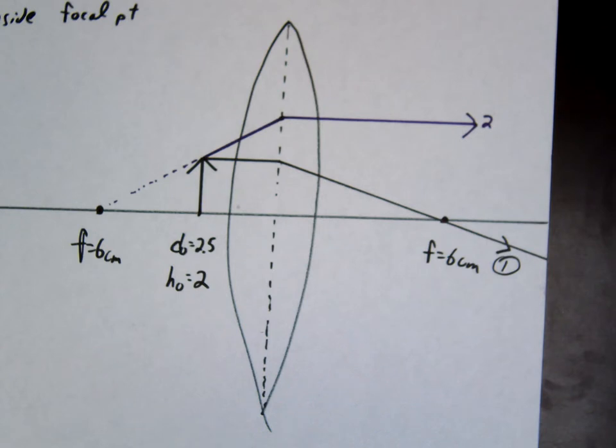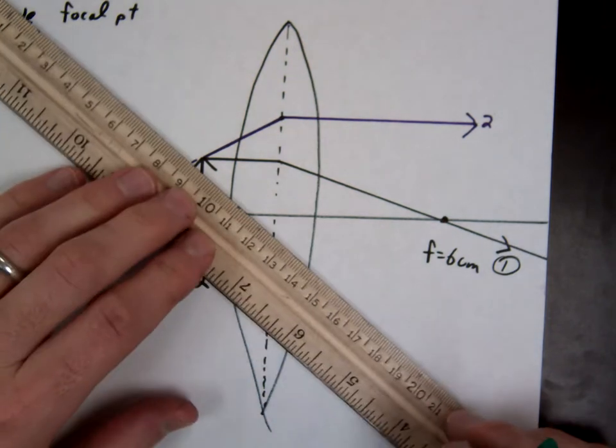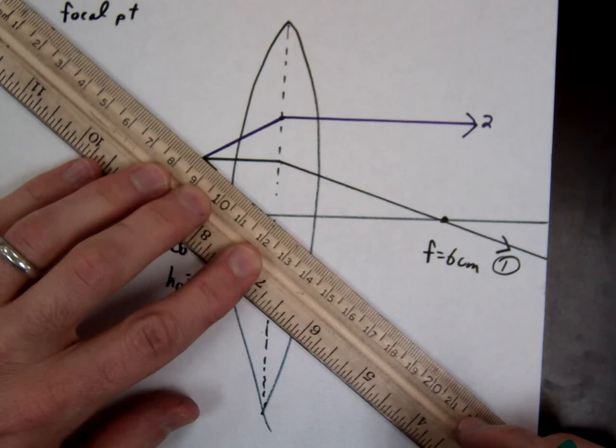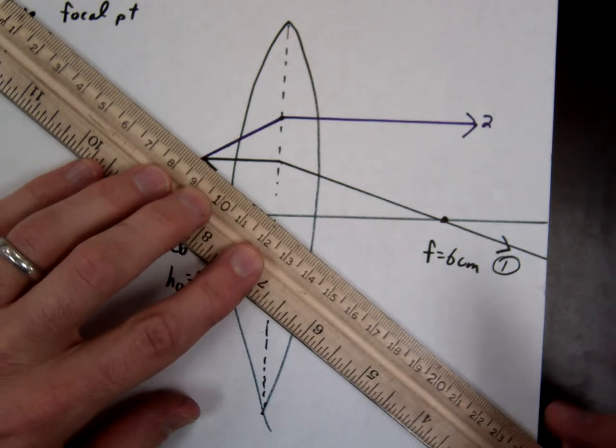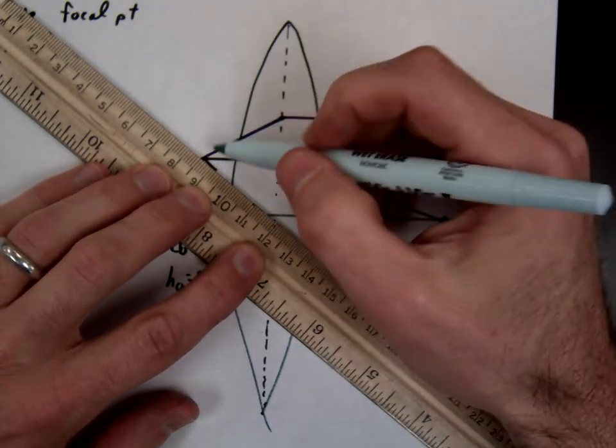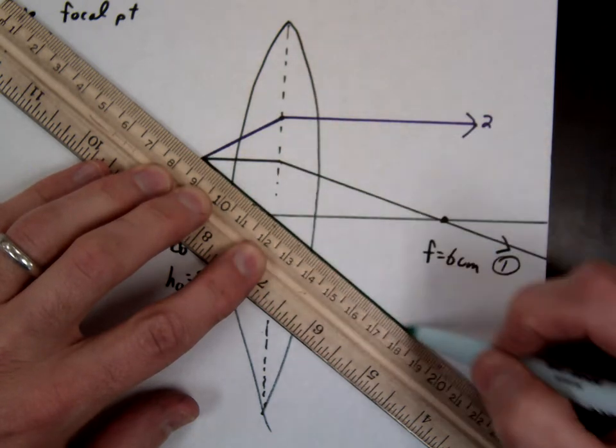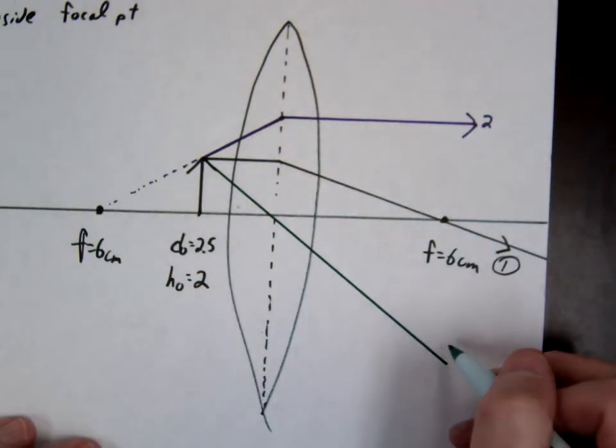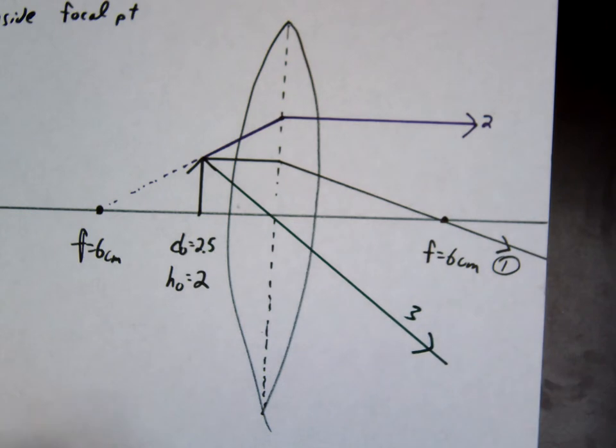And then beam 3 is easy also. What's beam 3? Straight through the center. So that one's going to be the same. Take your ruler, line up your object, aim it with the center, and just send it straight on through. Beam 3.